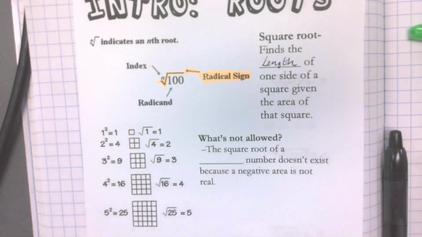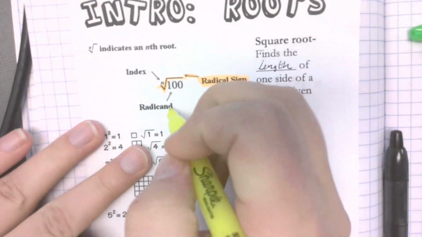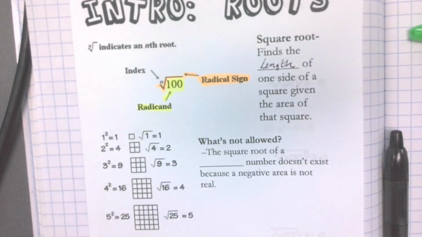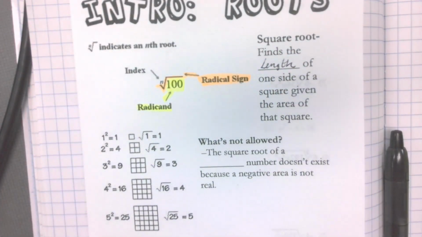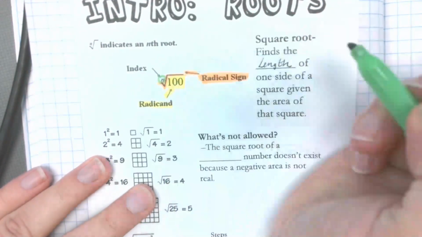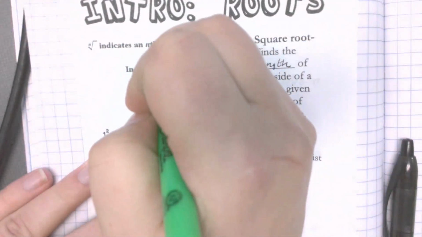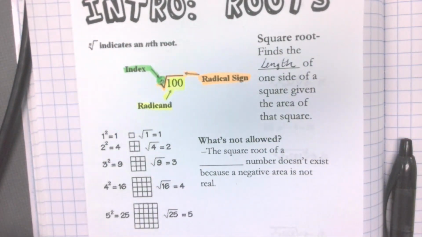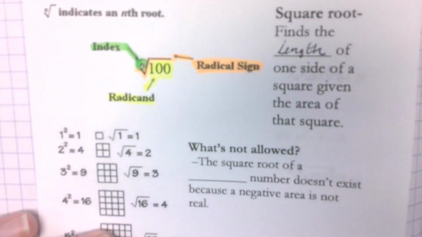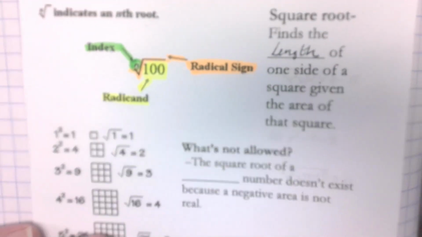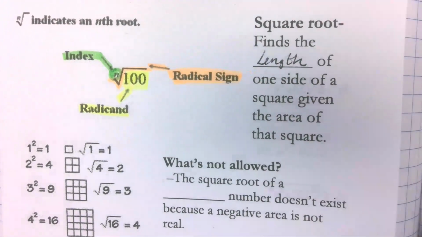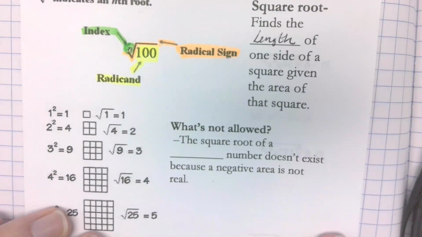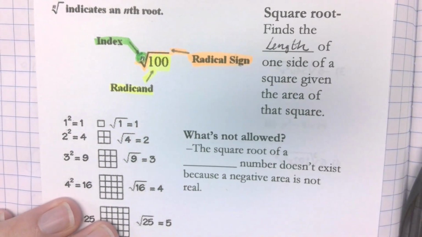No, you're good? The radicand is the number inside, or the expression inside. And the index is this, the number right there. That is your index. You guys with me? Okay.